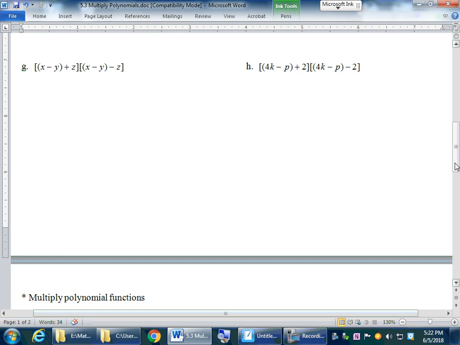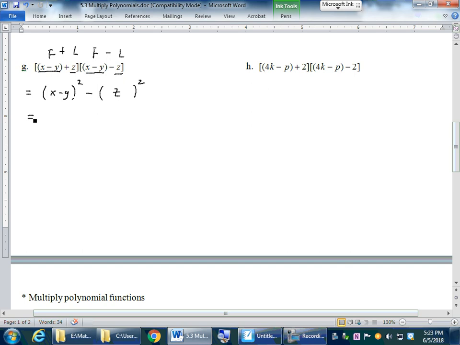So for this one, you can look at it as this will be my first, and this will be my last, and this will be my first, and this will be my last. So you have first plus last and then first minus last format. This will give us the formula first squared minus last squared. So my first will be x minus y, my last is z.